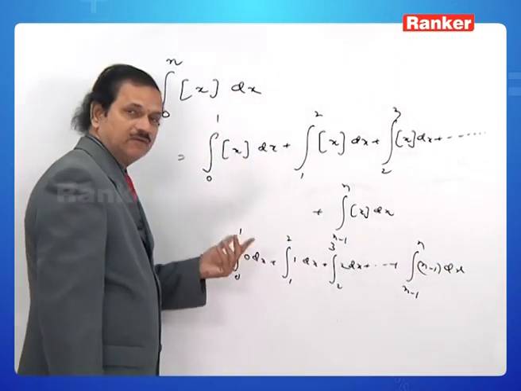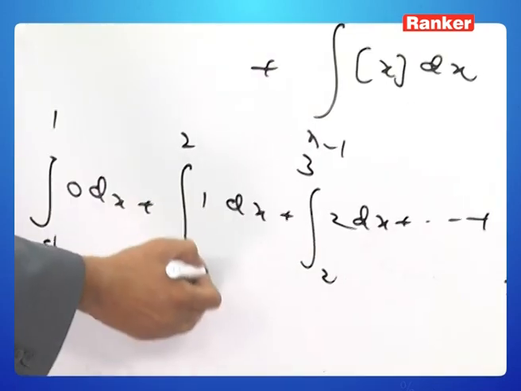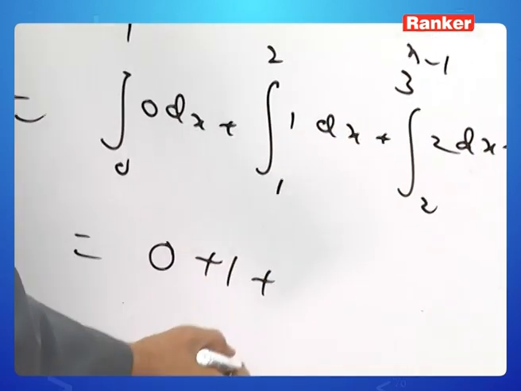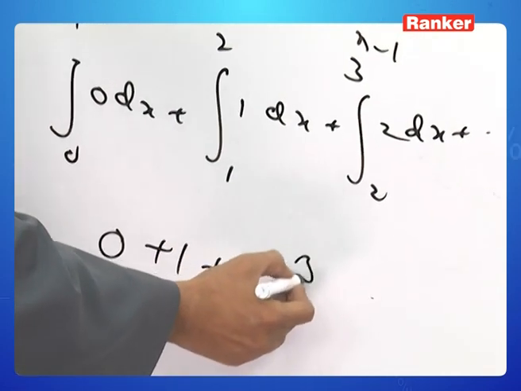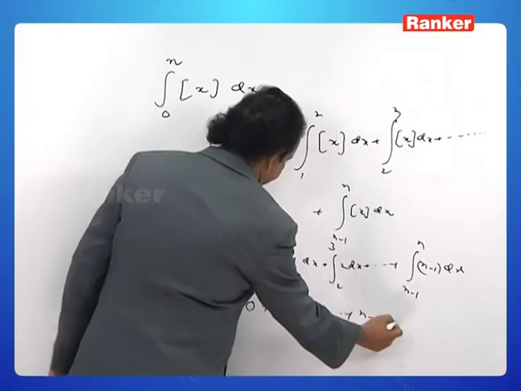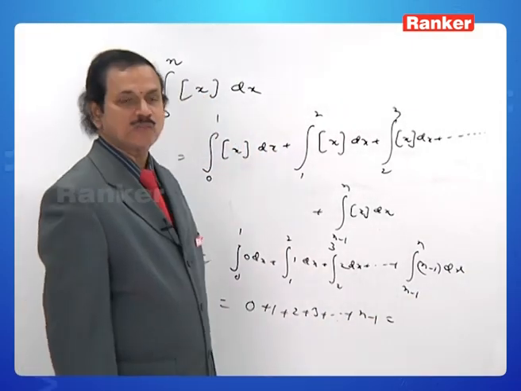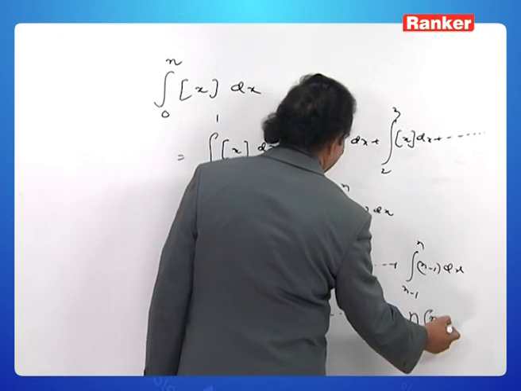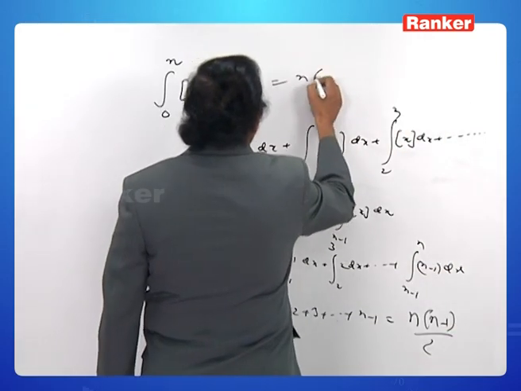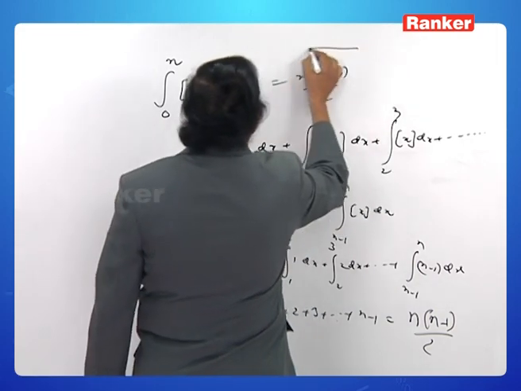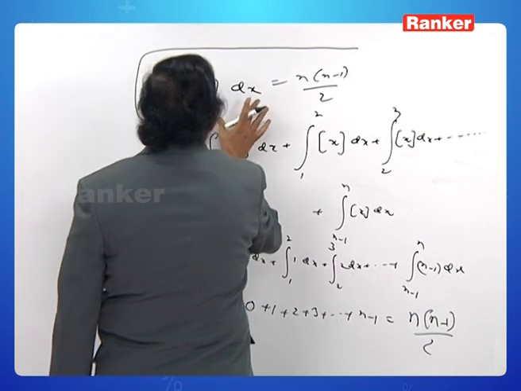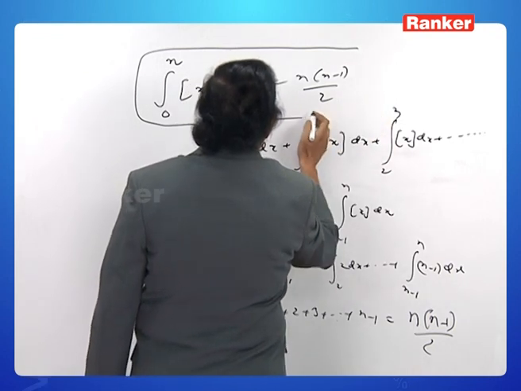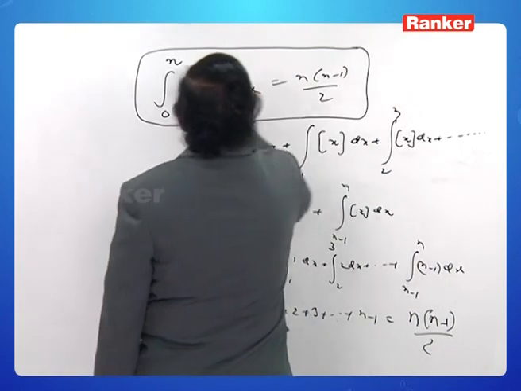It is of course 0. You leave it here. Between the limits 1 and 2 it is 1 times x, so 0 plus 1, plus between 2 and 3 it is 2x dx, it is 2, plus 3 plus 4 and so on up to n minus 1. What is that? 1 plus 2 plus 3 plus and so on up to n minus 1 is just n minus 1 into n by 2, or n into n minus 1 by 2. So this is one of the famous answers. It is so famous that you may have to recollect and remember and use it as and when required. It is beautiful.